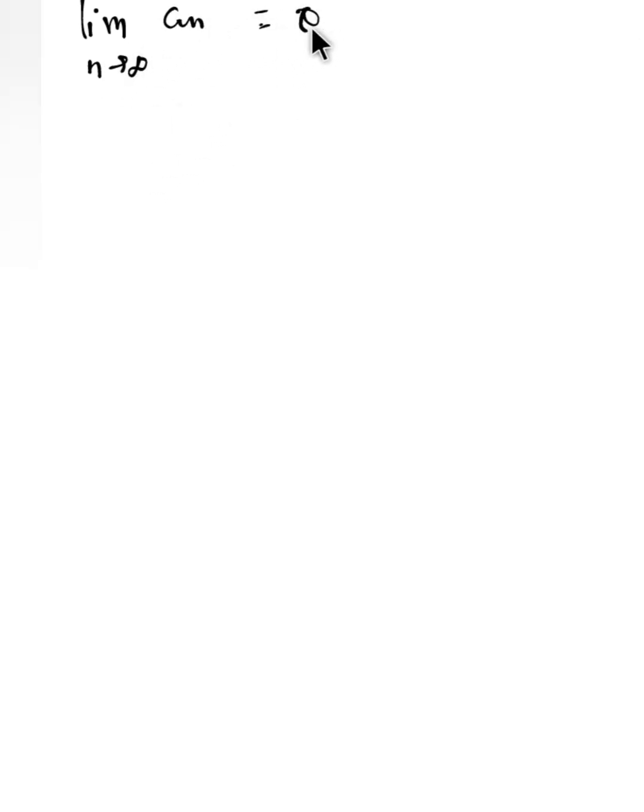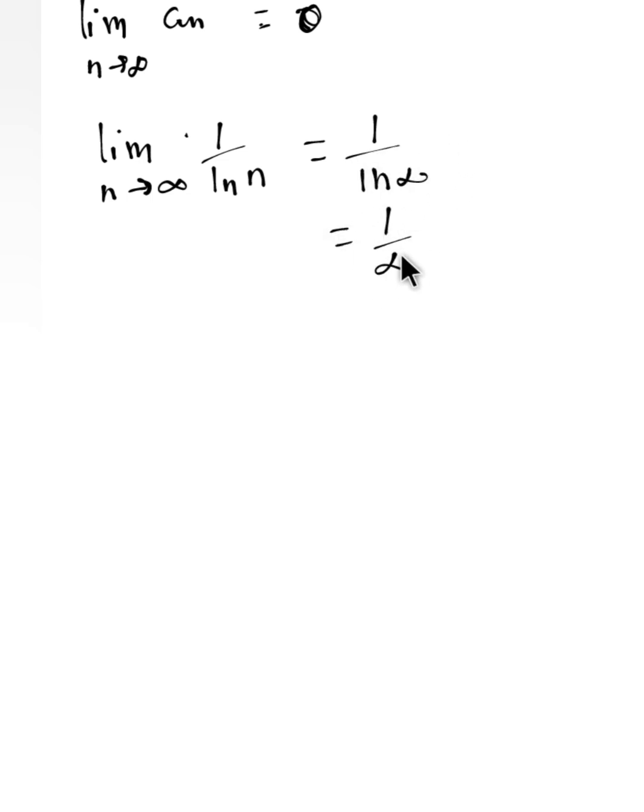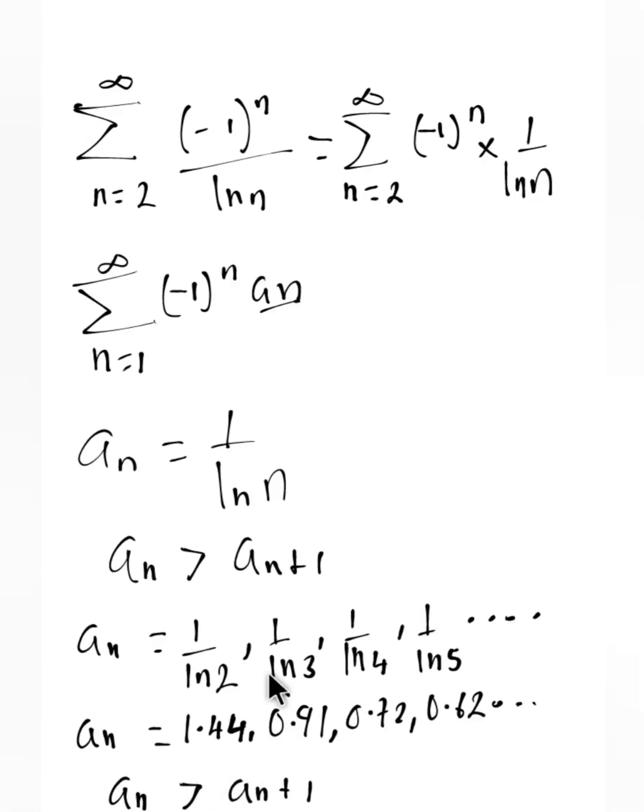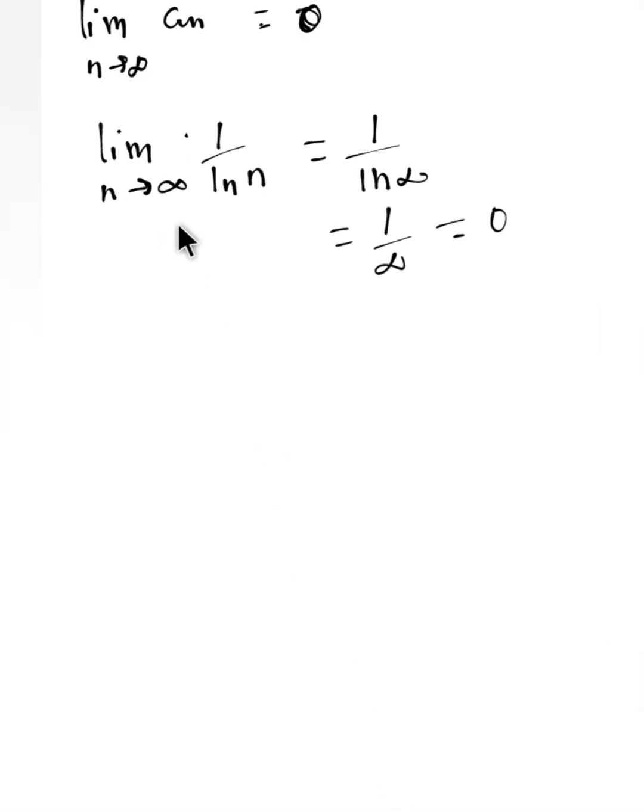Now let's check if this is true. The limit as n tends to infinity of an, which is 1 over ln n, is equal to 1 over ln infinity. Of course, ln infinity is infinity, and that gives us 0. When dealing with limits, 1 over infinity is 0. So the other condition is satisfied. So since the sequence is decreasing, that is an is greater than an plus 1, and the limit as n tends to infinity of the sequence an is 0, hence the series converges.